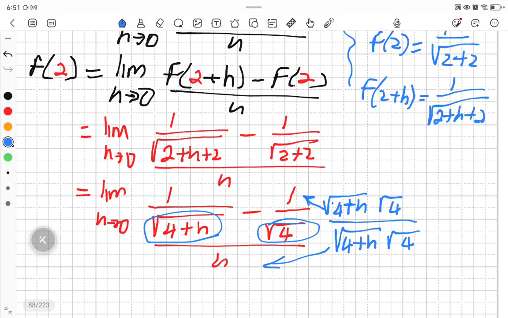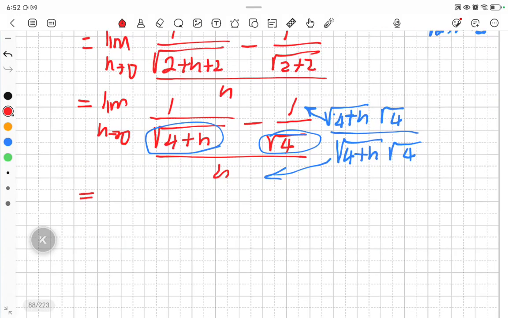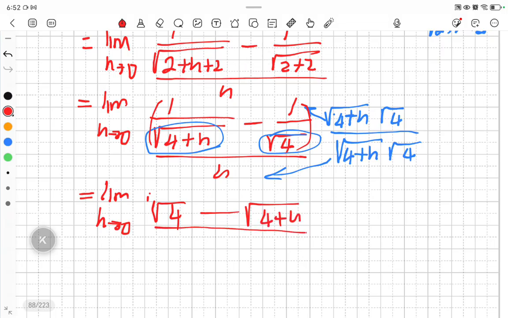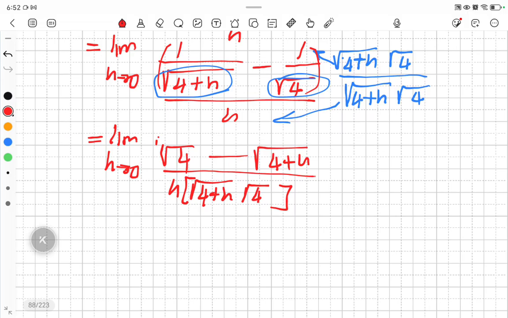So this will be the limit as h approaches 0 of, if this and this multiply and cancel, right? They'll be left with root of 4 minus root of 4 plus h, all over h times root of 4 plus h times root of 4. You see, right? And then root of 4, we know it's 2.